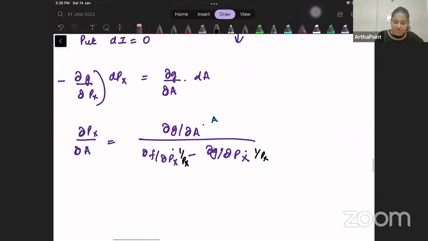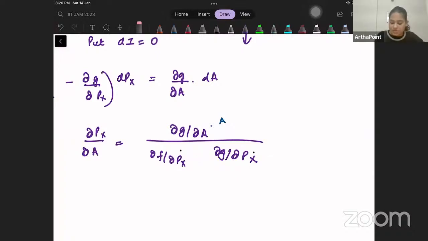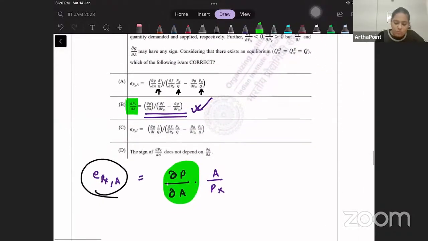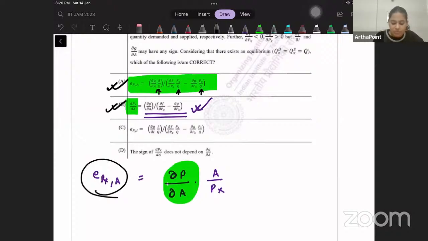So Px is in the denominator. I don't have to put 1 by Px. Just Px in the denominator. And now I'm just dividing by Q everywhere. This is the only thing that I have done according to what they're asking me in the question. They have written in terms of Q. I also want to write in terms of Q. That is why I just divided everywhere by Q. And otherwise, A by P was already there. So now if you notice, this is exactly what this option is. So this is correct. A is also correct and B is also correct.